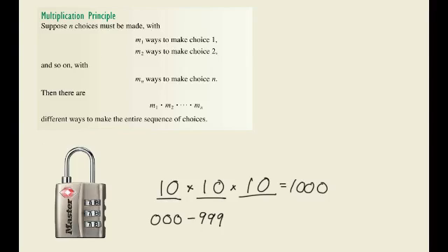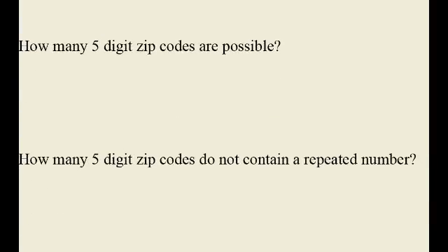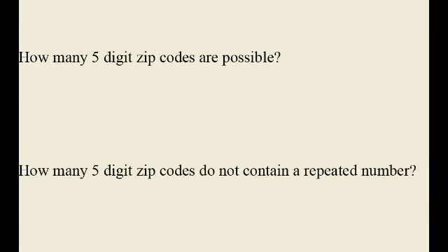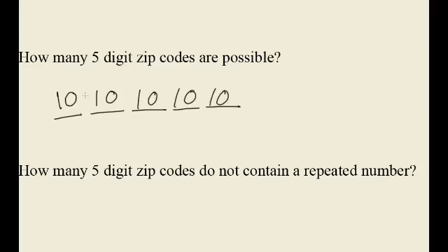Let's look at another couple examples using zip codes. How many 5-digit zip codes are possible? If we think about it in the same way, we've got 5 lines, and each number of the zip code could be any one of the 10 digits, 0 through 9. So there are 10 times 10 times 10 times 10 times 10 different zip codes that are possible. So that gives us 100,000 total 5-digit zip codes that could be used.